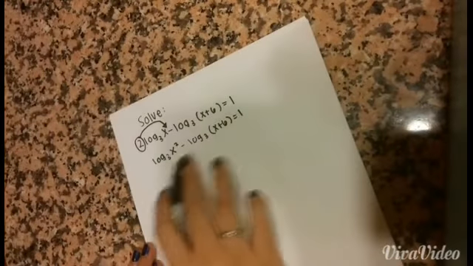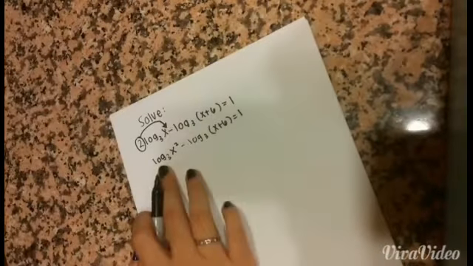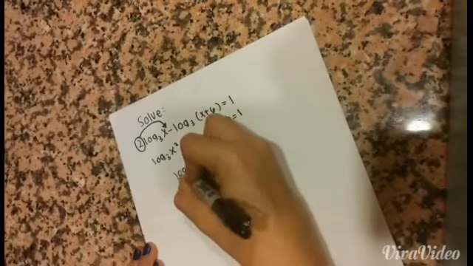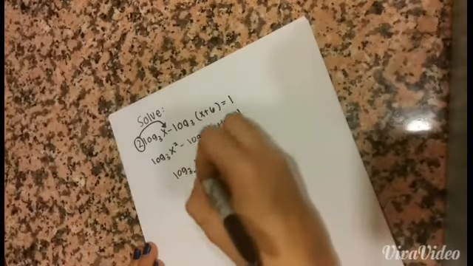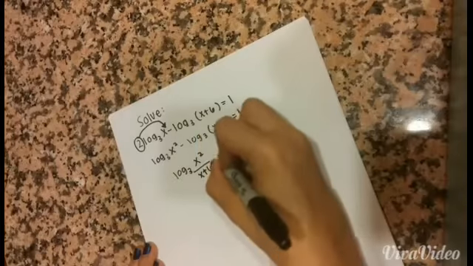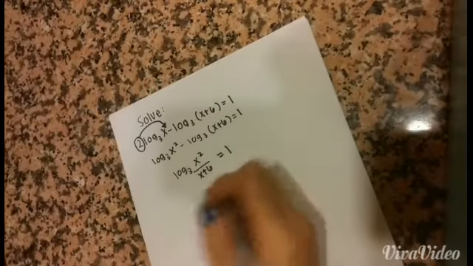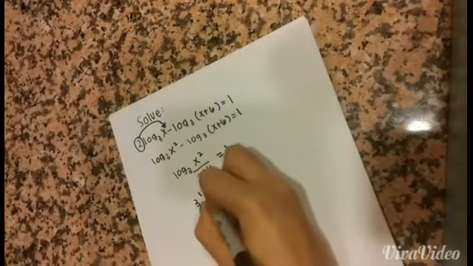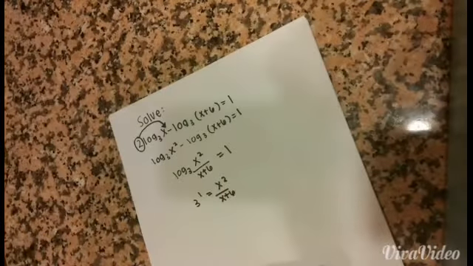Now that we have that, I'm just going to put this together into one since we have the same bases. Log base 3 of x squared, and subtraction needs division, so this is going to go to the bottom. x plus 6 equals 1. After that, I'm going to rewrite using the properties of exponents. So 3 to the first equals x squared over x plus 6. And after this, you can simply just solve.